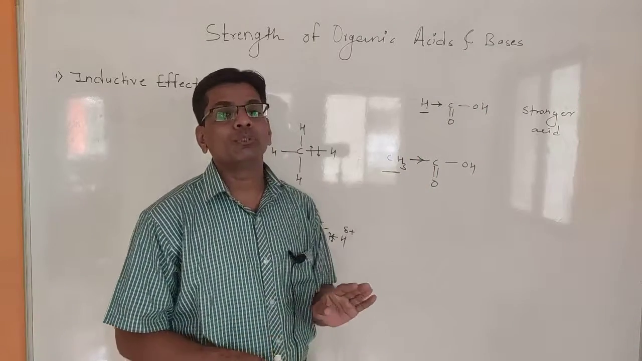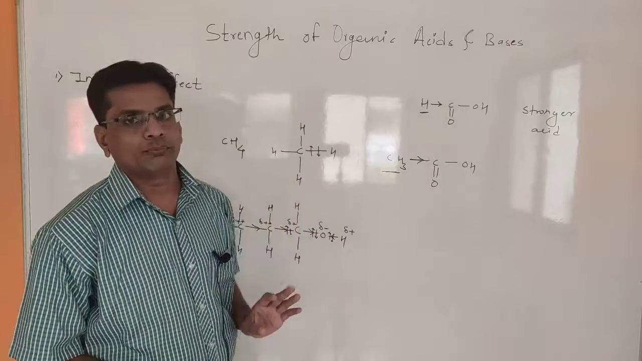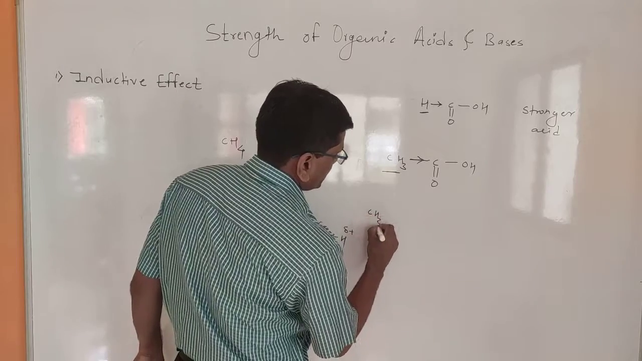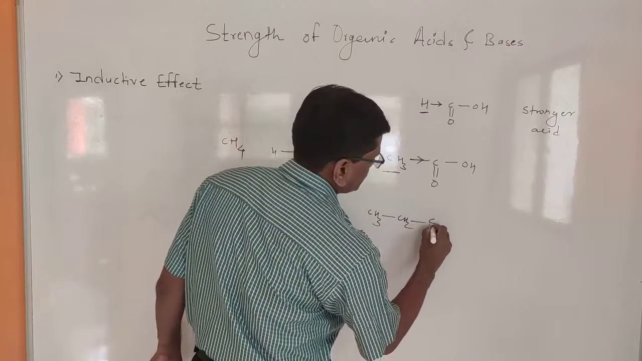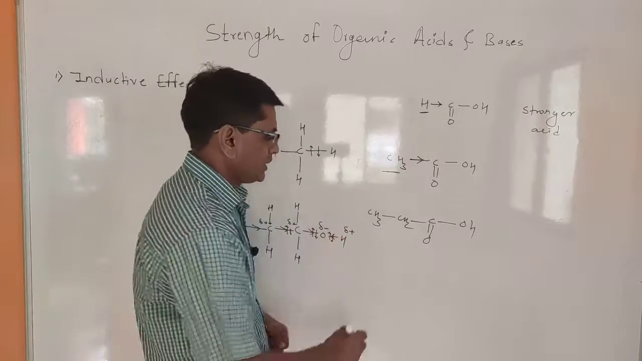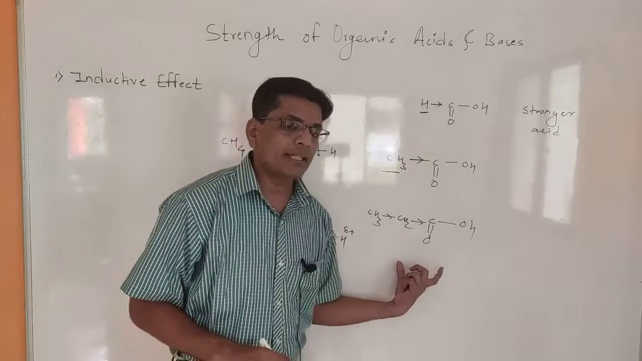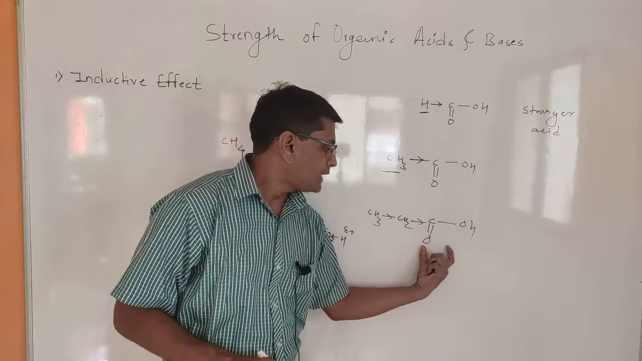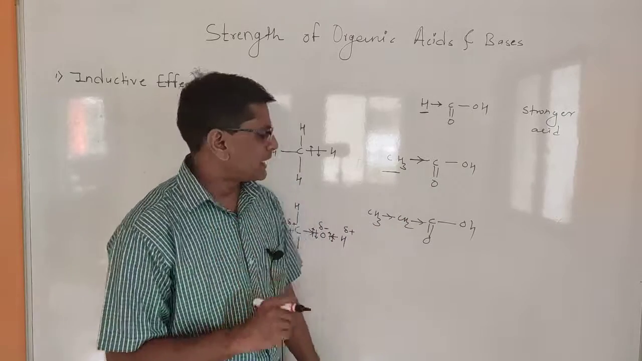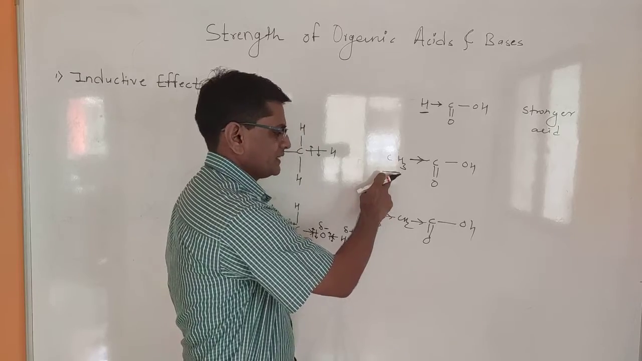This is due to the electron donating inductive effect of the methyl group. Okay, now we increase one more methyl group. Now this is bulkier than CH3. This gives more electron density toward it. That's why this is more electron rich as compared to this carboxyl functional group, and due to that, this is less acidic as compared to this.